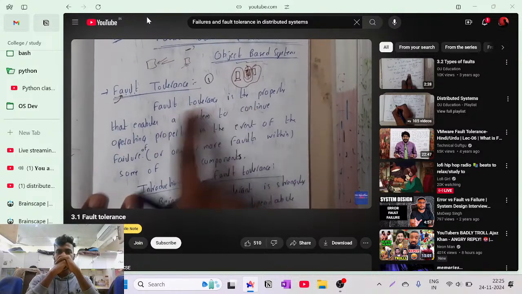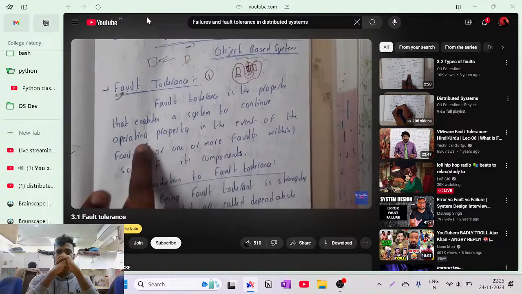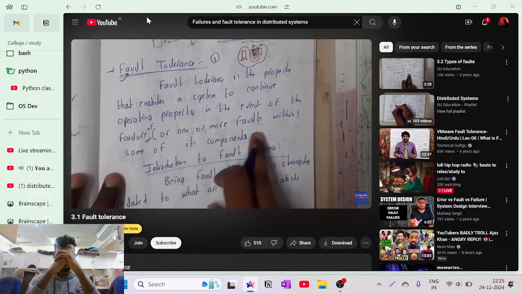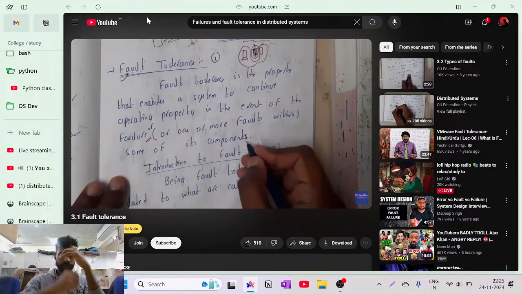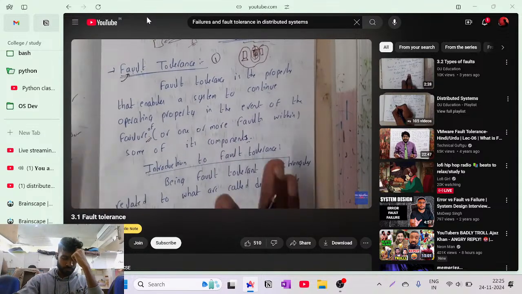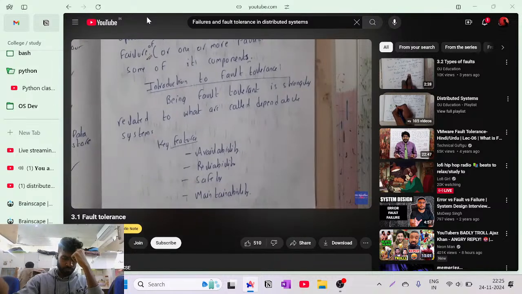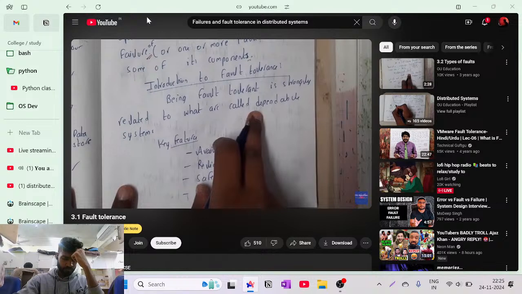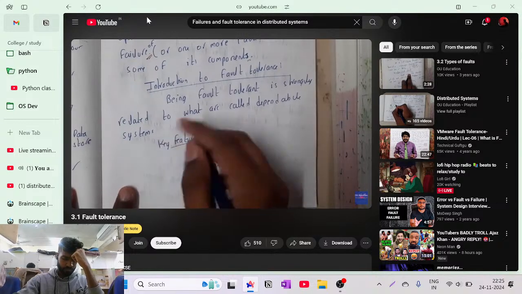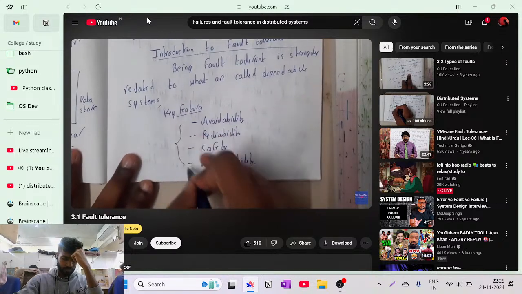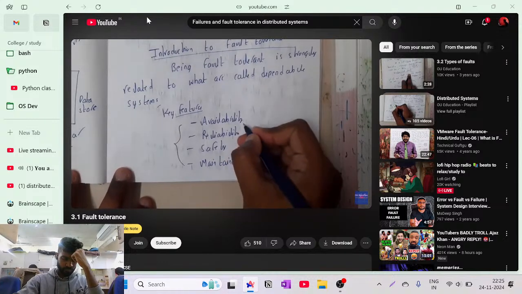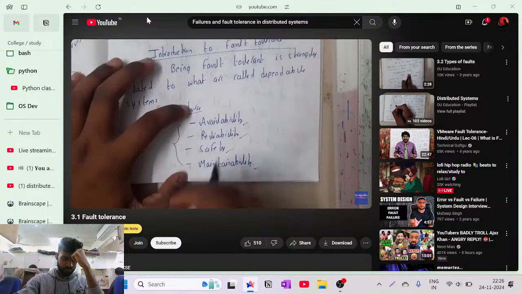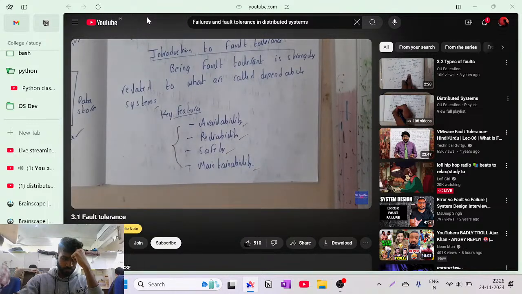Fault tolerance is the property that enables a system to continue operating properly in the event of a failure or one or more faults within some of its components. I hope the definition is a bit clear now. Let us continue. Fault tolerance is strongly related to what are called dependable systems. There are a few features, guys: availability, reliability, safety and maintainability. By using these, we can achieve fault tolerance.